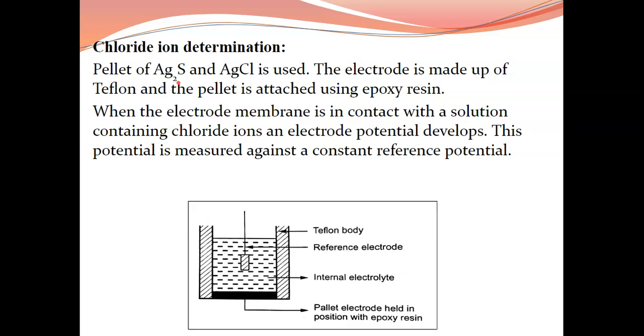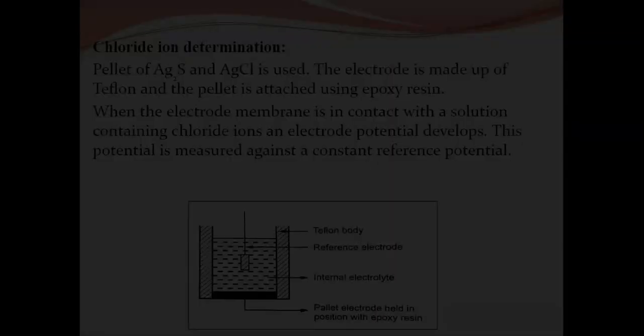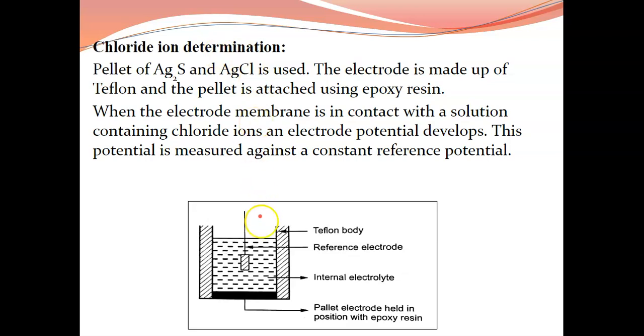So when this electrode is dipped in a sample solution, it will develop a potential depending upon the concentration of chloride ions which are present in the sample solution.